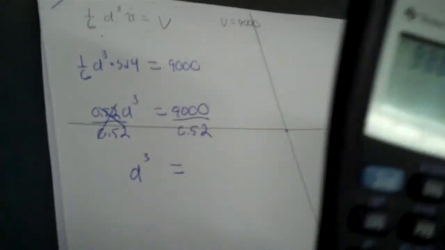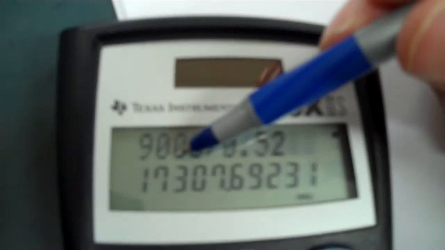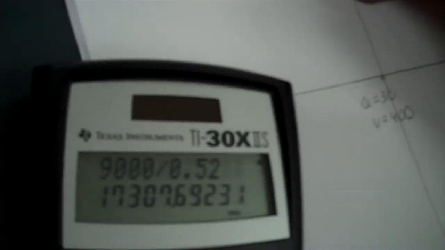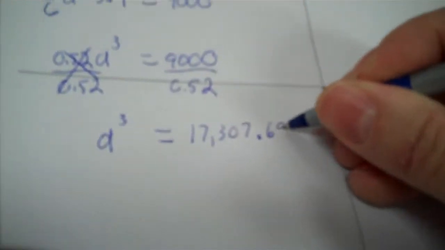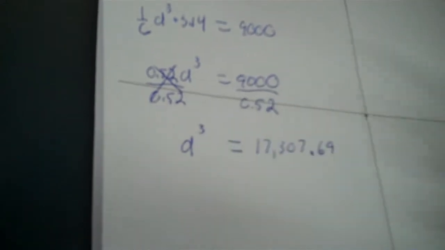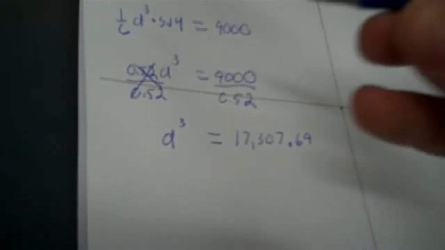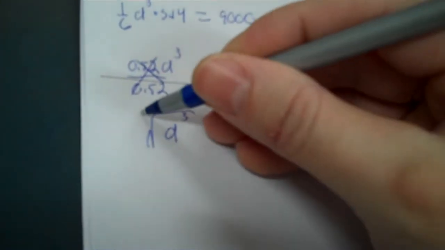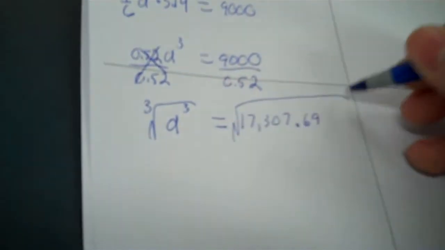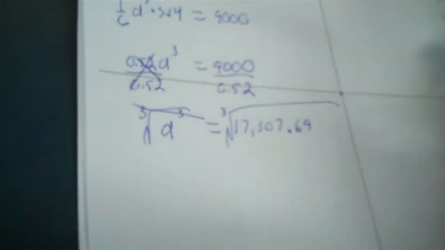So I take 9,000 divided by 0.52, that's a pretty big number, okay. 17,307.69. Okay, now with a second power you use a square root, so with a third power you're going to use a cubed root, okay. So you put a radical, but you put a 3 in there.